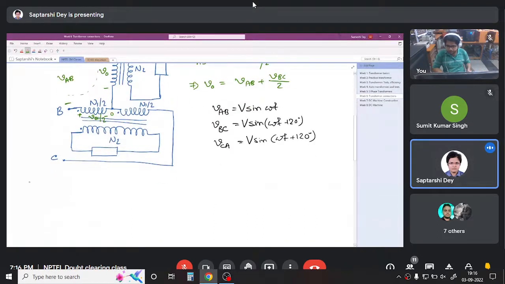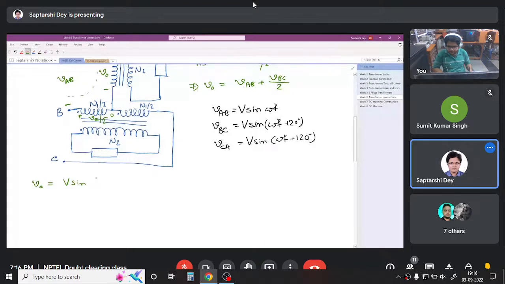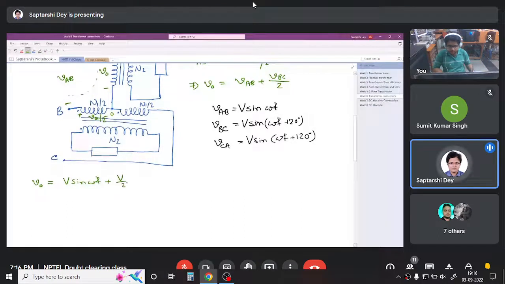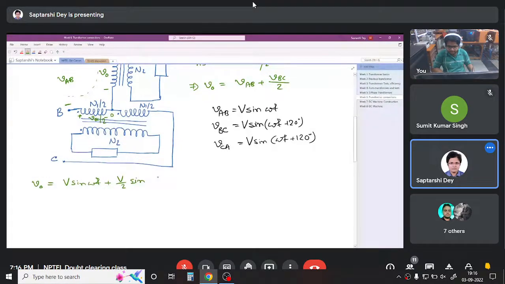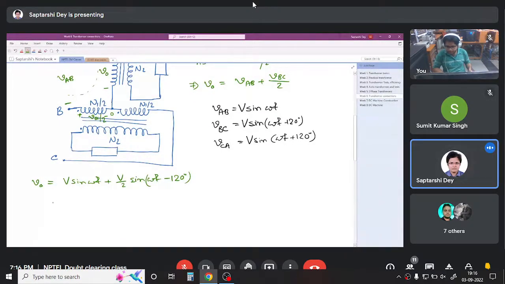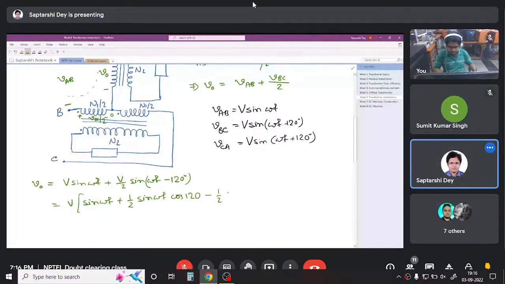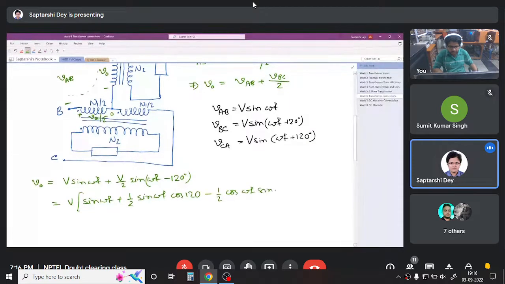We will substitute this and find out V0. So V0 is equal to V sin omega t plus V by 2 sin omega t minus 120 degree. Can you help me doing this? We will quickly expand: sin omega t plus half sin omega t cos 120 minus half cos omega t sin 120. How much is cos 120? Minus half, right?